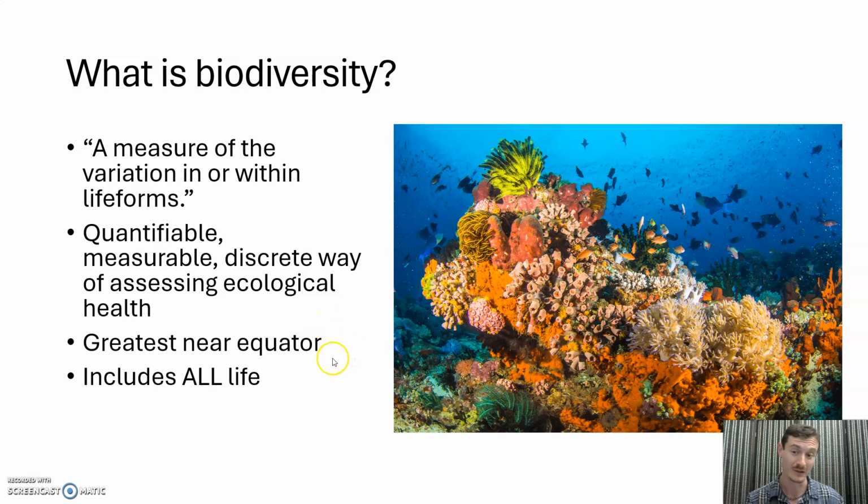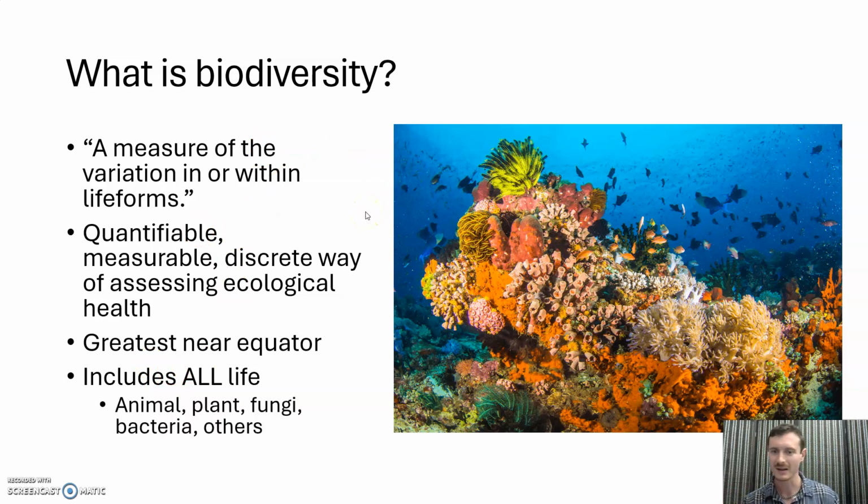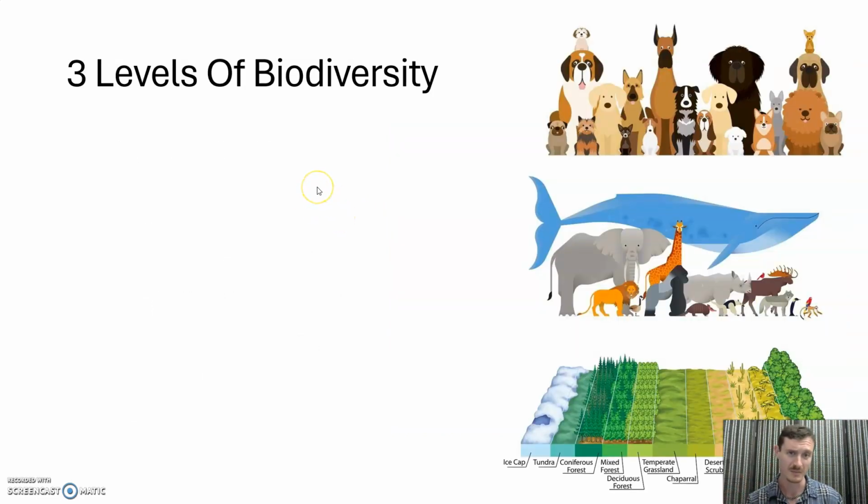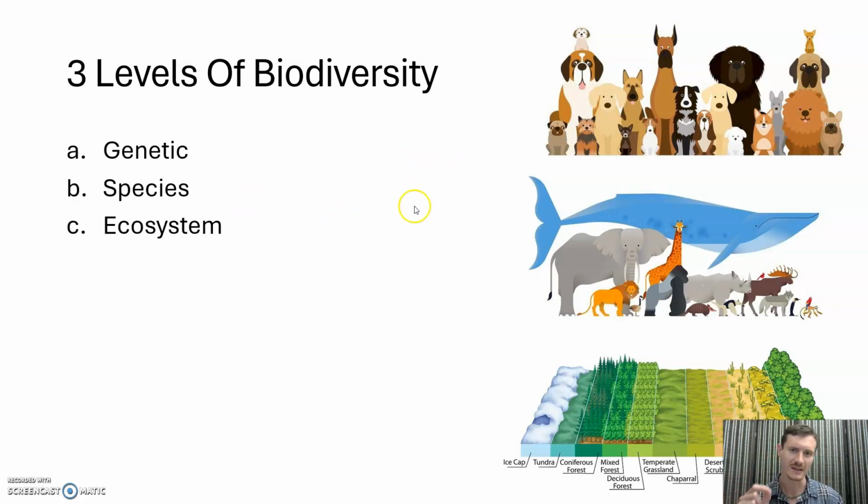It's also where we have rainforests. And yes, this is going to include all life, not just animals, not just plants. So this is going to be animals, plants, fungi, bacteria, everything else. We got 3 levels of it, or 3 types. We've got genetic biodiversity, species, and ecosystem, right?